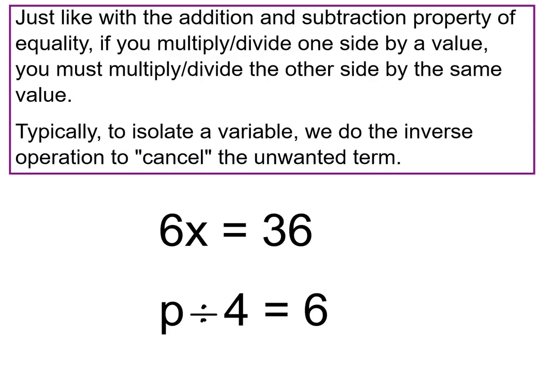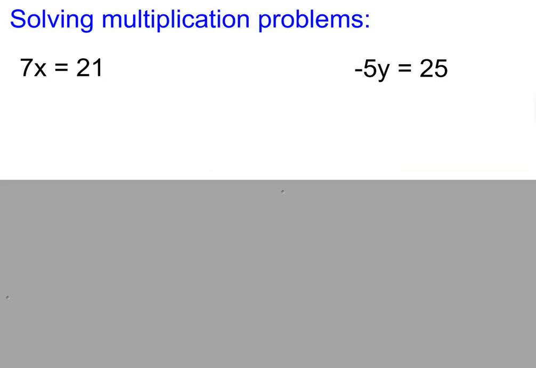So let's look at some examples. Just like in the addition and subtraction, if you multiply or divide on one side of the equation, make sure you do the same to the other side. Our goal is to isolate that variable by using the inverse operation. So the first one, 7x equals 21.